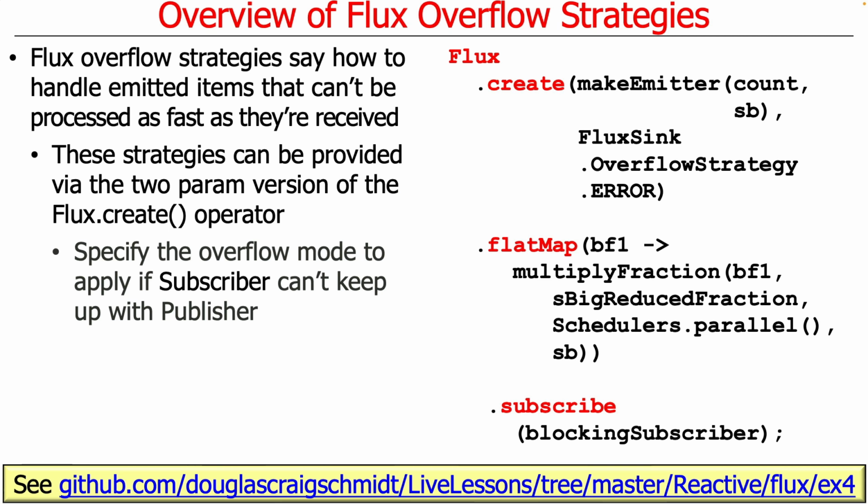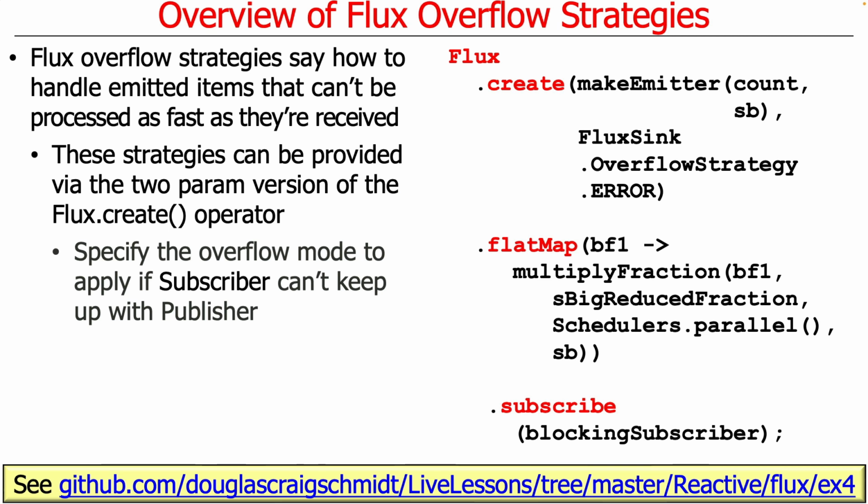You can specify the overflow mode to apply if the subscriber can't keep up with the publisher. So here's an example where we're going to make ourselves an emitter that'll generate a whole bunch of values at supersonic rates. And we're going to say the overflow strategy is to throw this exception if the subscriber can't keep up with what's being generated by the publisher. How could that happen, you might ask?